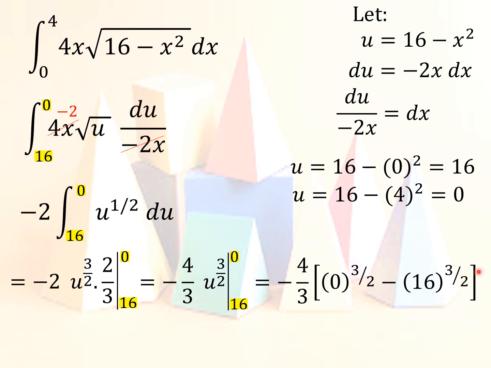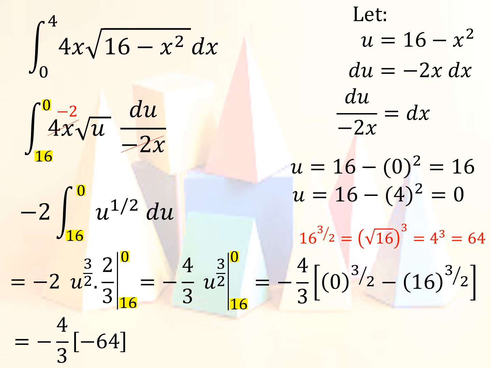To solve for this one, we have 16 to the 3 over 2. It is equal to the square root of 16, this one, to the third power. And the square root of 16 is 4. And then 4 to the third is 4 times 4 times 4, which is equal to 64. So therefore, we have negative 4 over 3 times, since it is minus, so it is minus 64, or negative 64. In here, multiplying further, we get positive 256 over 3. That is example number 2.